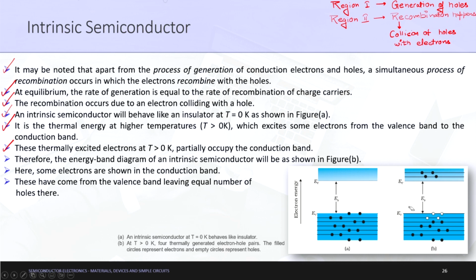Okay. Here some electrons are shown in the conduction band. As you can see, this is your conduction band and this is your valence band. These electrons have come from the valence band, leaving an equal number of holes here. The number of electrons in the conduction band is 4, and clearly the number of holes generated in the valence band is also 4. Okay. Fine. So, this has also been explained. Let us move on to the next discussion then.